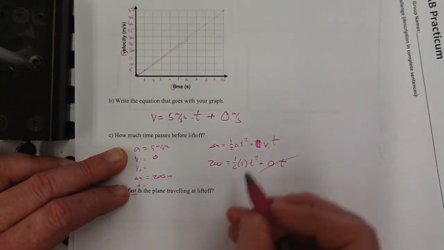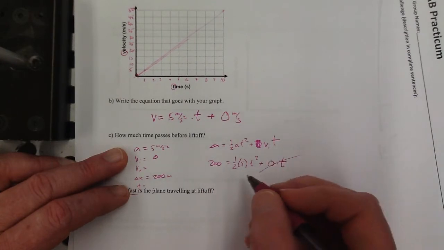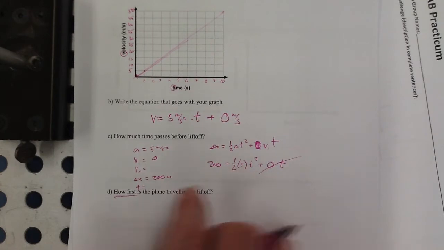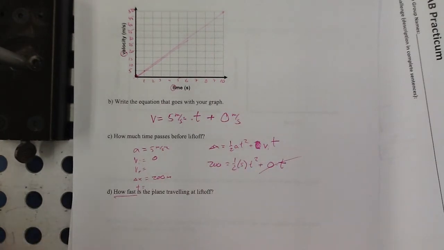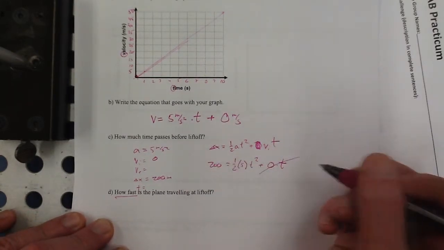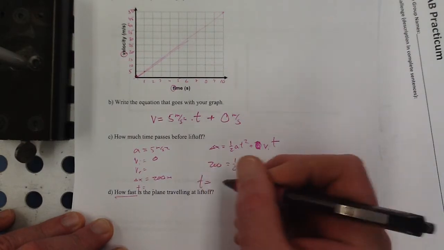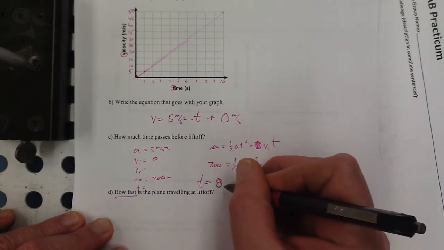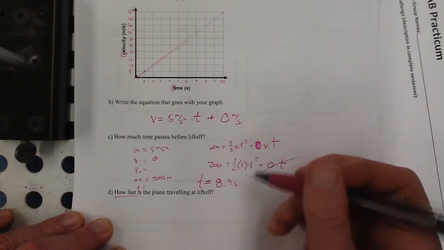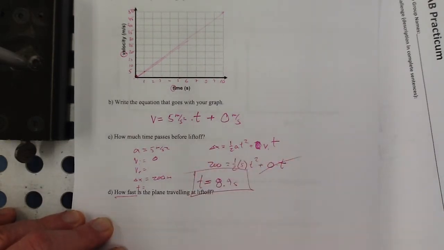So that's gone. So let's see. Just need to do a little algebra there. Should get about that the time is 8.1 seconds. I have 8.944 on my calculator. I round that to 8.9.